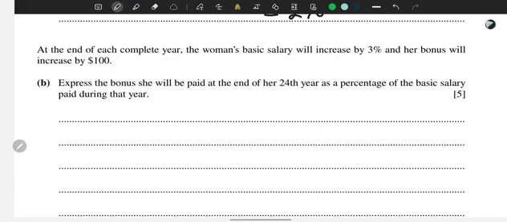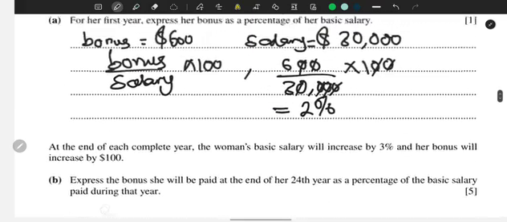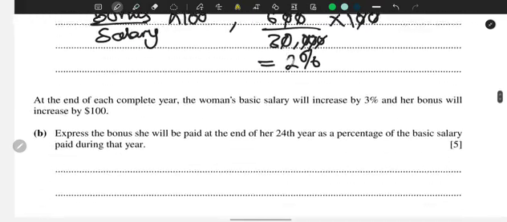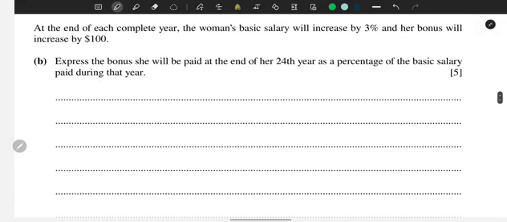What this means is that you will need to find the woman's salary at the end of the 24th year, then you find the woman's bonus at the end of the 24th year as well. So just like the case we did for this one, the same thing is applicable to this. The only difference here is that you are not given the woman's salary at the end of the 24th year, which you are supposed to find, then the bonus at the end of the 24th year as well. Okay, so that should be the first thing to do.